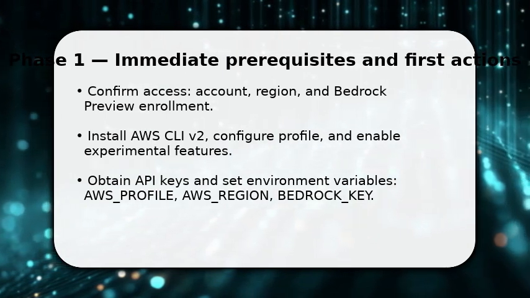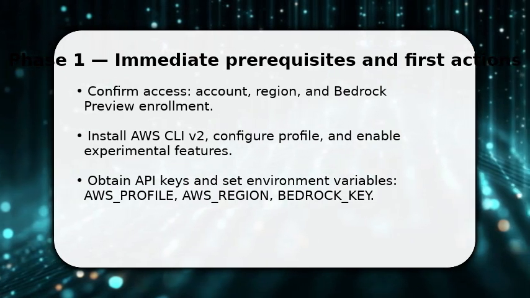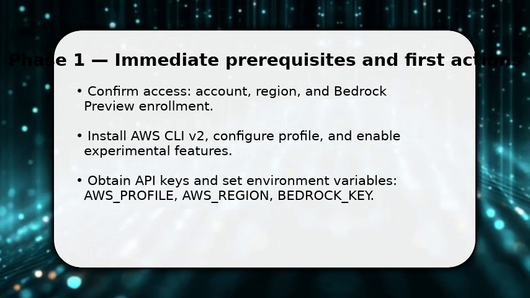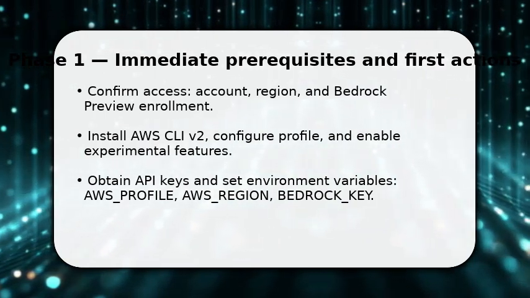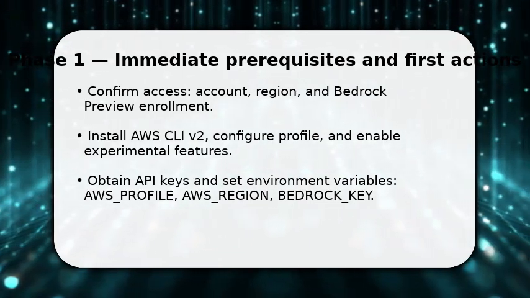Once done, export environment variables for AWS profile, AWS region, and Bedrock key so commands run without prompts. You do this now to avoid permission errors later. It's faster than troubleshooting mid-setup, and it guarantees your first API call will authenticate.